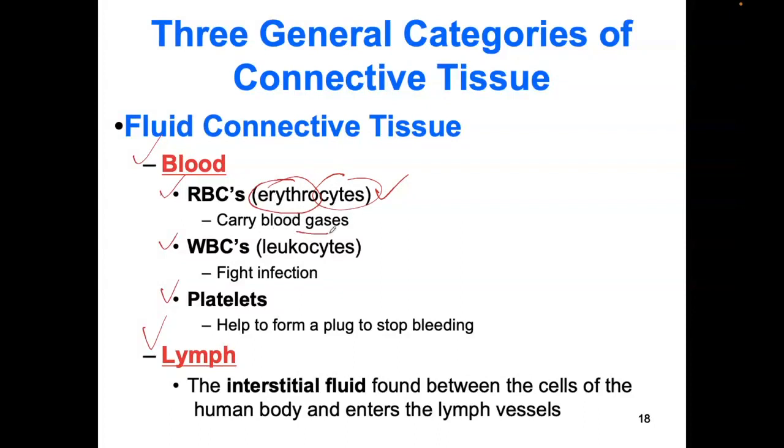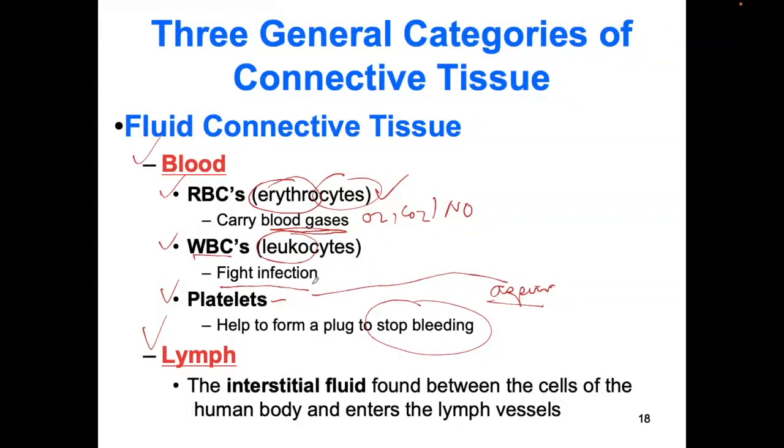Their primary job is to carry blood gases like oxygen, CO2, and nitric oxide. White blood cells, leuco means white, so leukocytes are white blood cells, and they're involved in helping to fight infections. And platelets are involved in forming clots, so they help us to stop bleeding. When someone uses baby aspirin or regular aspirin, these are blood thinners because they inhibit the platelets' function.